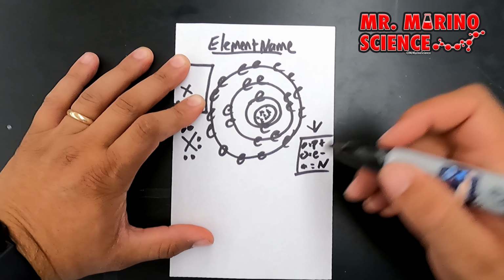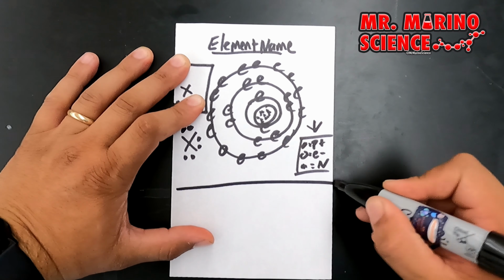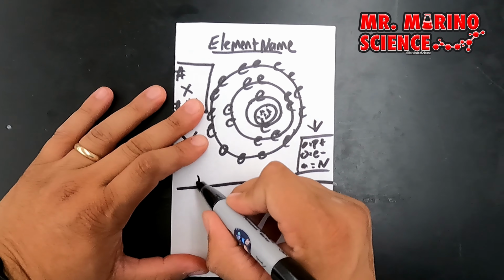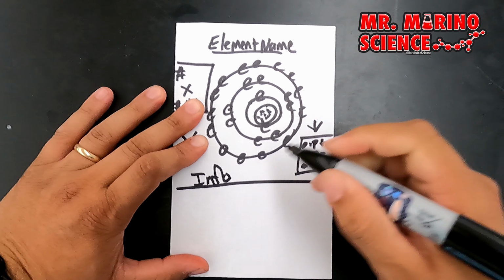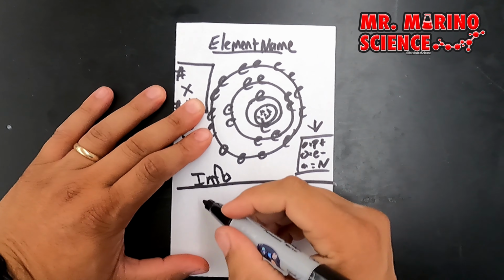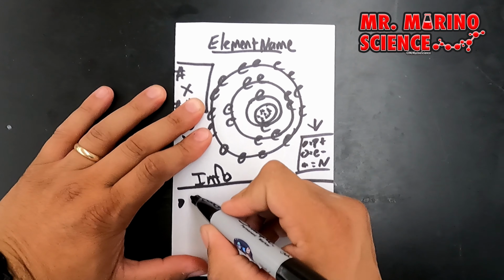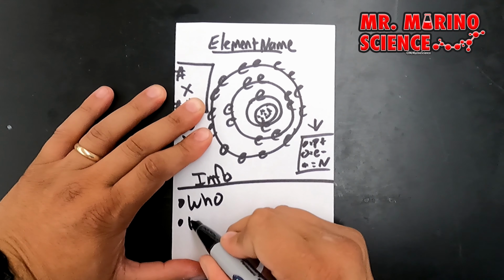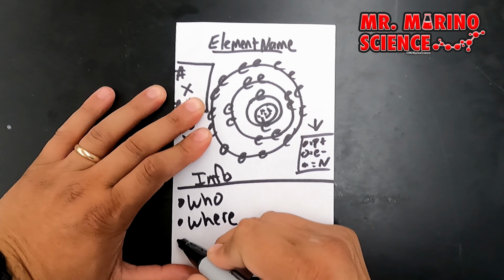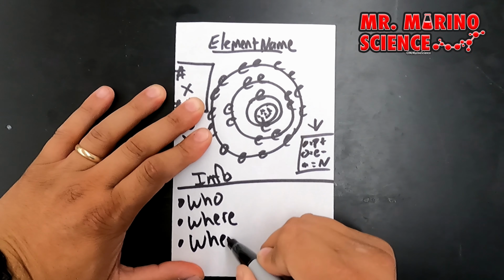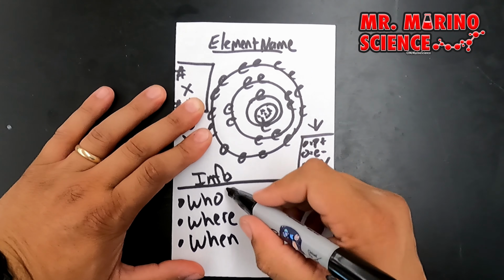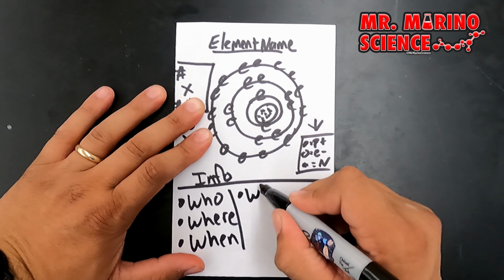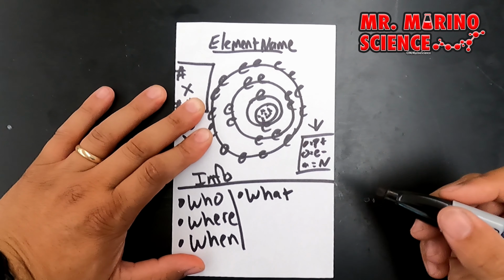On the lower third of the card is going to be where your information goes. This information will be obtained by your research. I'd like to know things about the element, such as who invented it, or who discovered it, where it was invented or discovered, and when. Additionally, I'd like to know what the element is used for. What's its purpose?